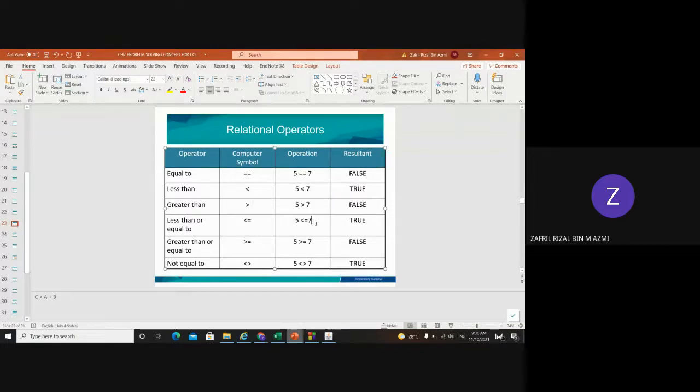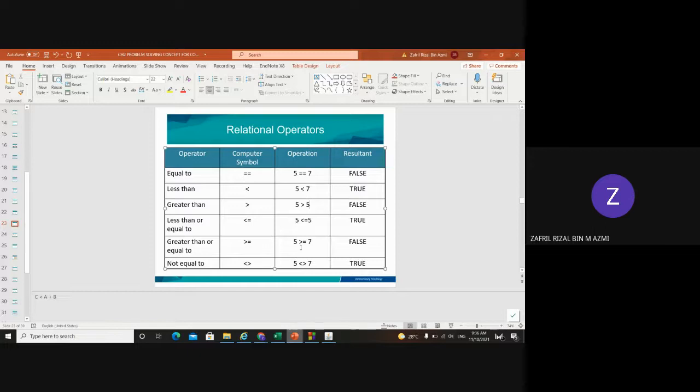What if this is 5? Is it true, guys? True. This is less than or equal to 5, so true. How about this? False. Okay, so this is false.